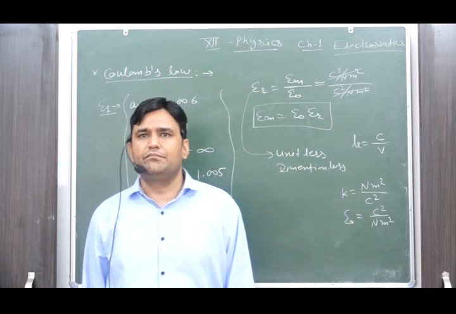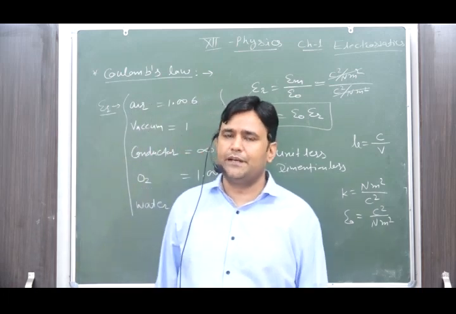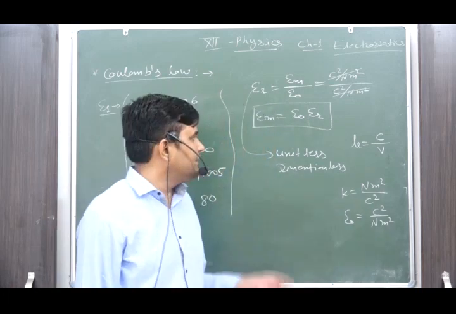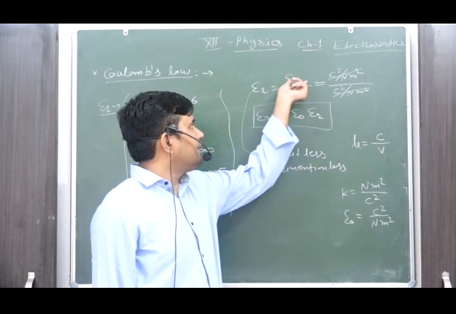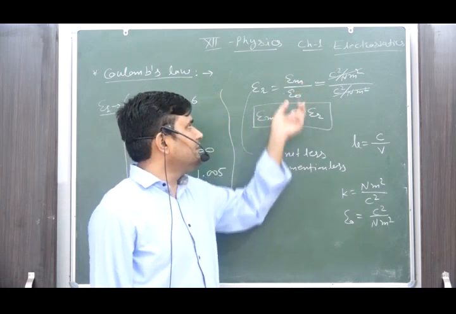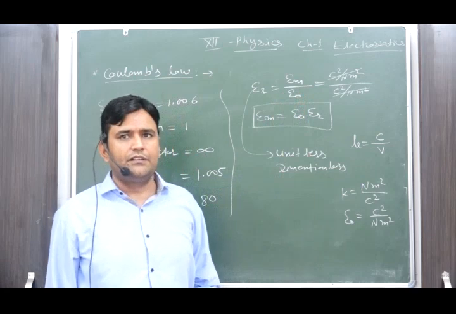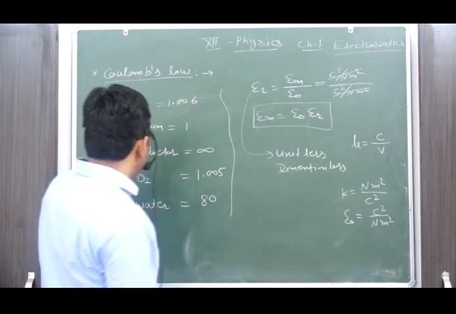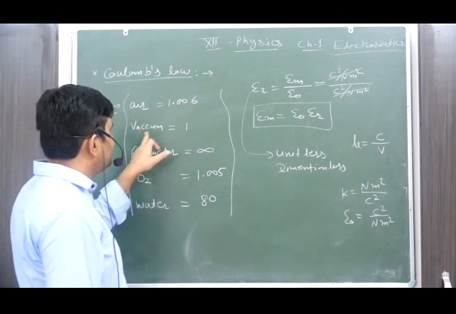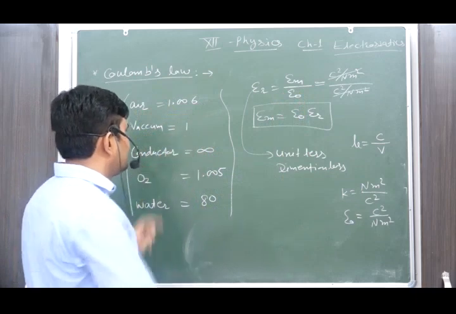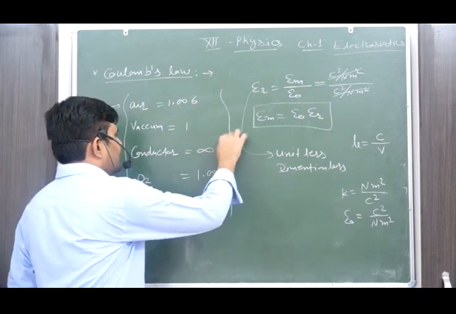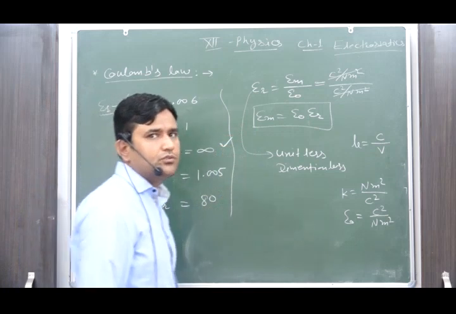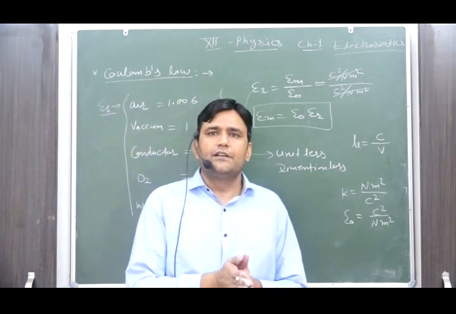When we talk about the dielectric constant of a particular medium, it is the ratio of the permittivity of the medium to the permittivity of the vacuum. Here it is the value for air, for vacuum, for the conductor. It is important. In competition examinations, sometimes questions are asked directly.